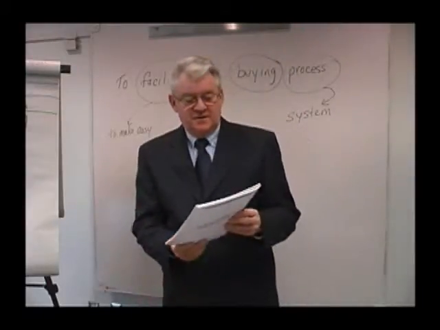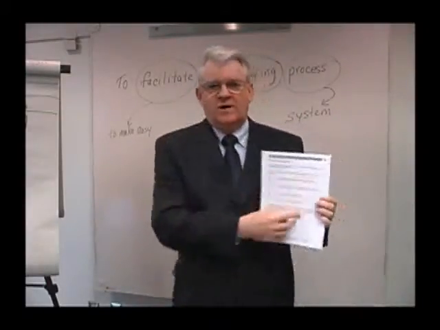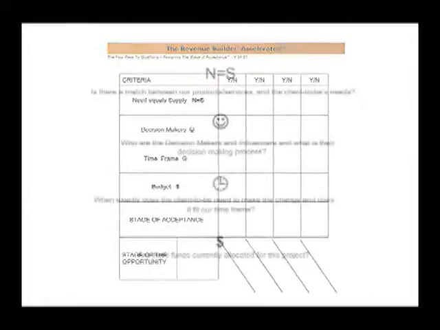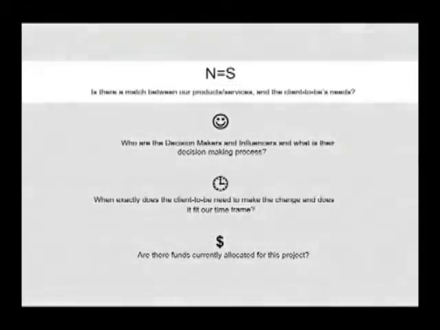To run through the system, there are 4 keys to qualifying. We have 4 quadrants where we want to be able to answer in a binary way, yes or no, to the question asked. In the first quadrant, need equals supply, the question is: is there a match between our products and services and the customer's needs? And the important thing to note is that is in the client's mind.